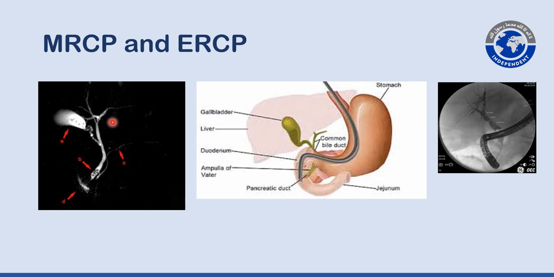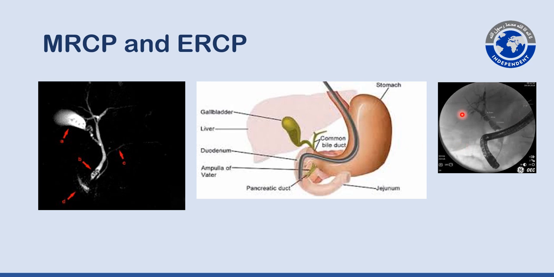This is MRCP. This is only diagnostic. You can only see, but you cannot intervene to do anything. And this is ERCP, endoscopic retrograde cholangiopancreatogram. Here an endoscope is passed through the esophagus, stomach, duodenum, and from here in a retrograde manner the biliary tract is approached, and this can be diagnostic and therapeutic also.